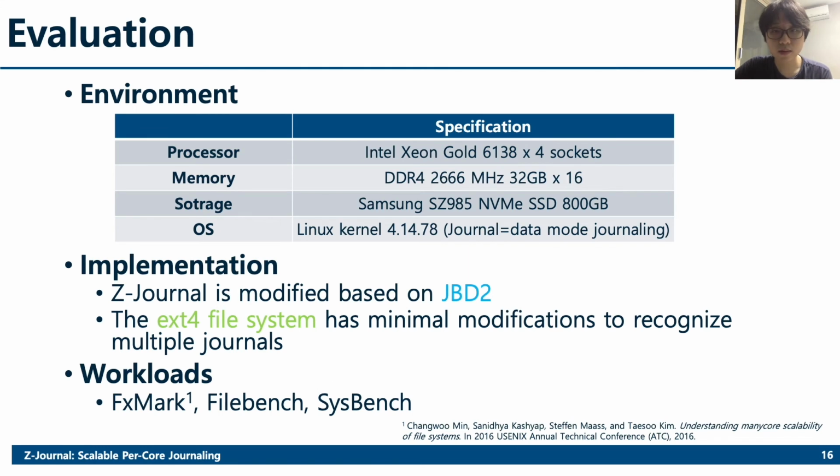This table shows the system configurations used for the evaluation. We presented the results collected in the journaling data mode because they showed the performance benefit more vividly. We implemented Z-journal in the Linux kernel and modified the ext4 file system to recognize per-core journals and to use Z-journal instead of JBD2. We measured the performance and scalability of the Z-journal and ext4 combination while executing FxMark, Filebench, and SysBench. I'm going to briefly show results of FxMark and Filebench.